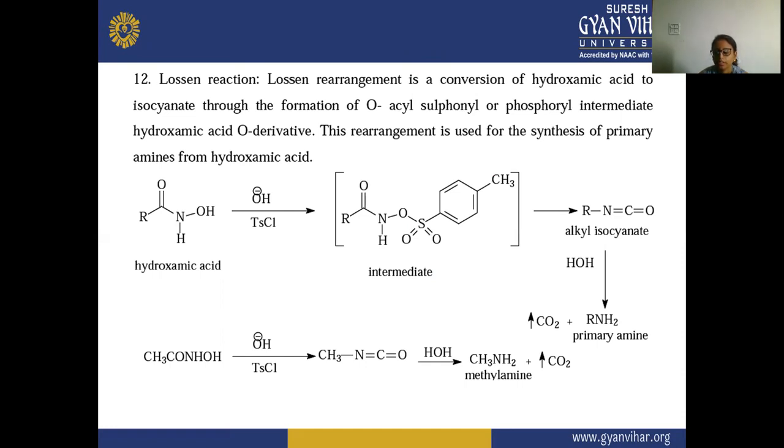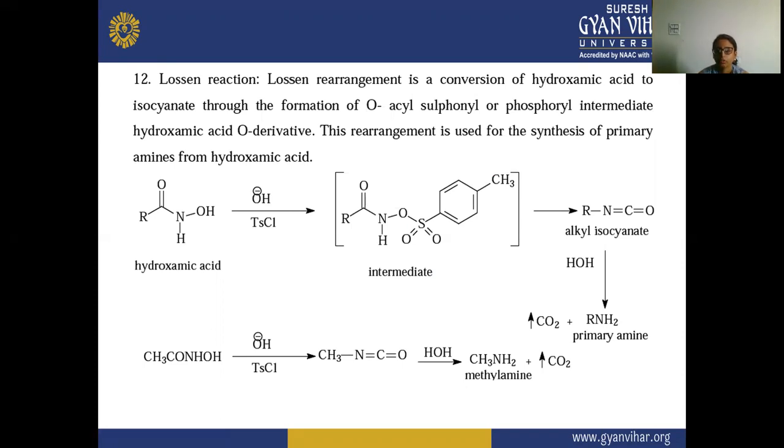So here you can see that in the Lossen rearrangement, this is a conversion of a hydroxamic acid to isocyanate. Firstly, there is the formation of this isocyanate, and then the isocyanate will react with the base, and there is a formation of OH negative, and there is a formation of a primary amine. And in this rearrangement, there is a formation of the O-acyl, sulfonyl or phosphoryl intermediate, the hydroxamic acid O-derivative is formed here, and this rearrangement is used for the synthesis of primary amines from hydroxamic acid.